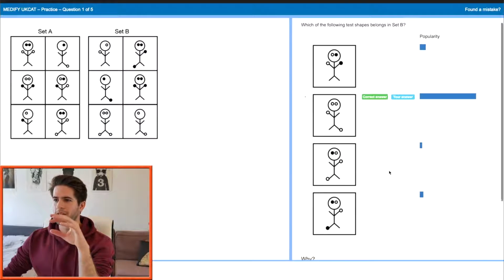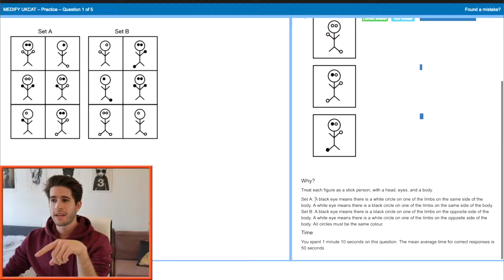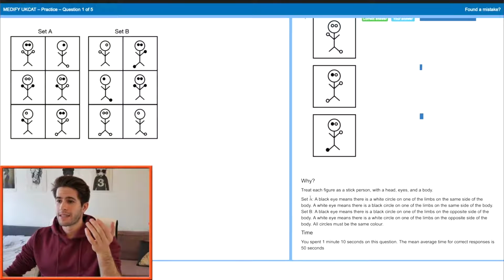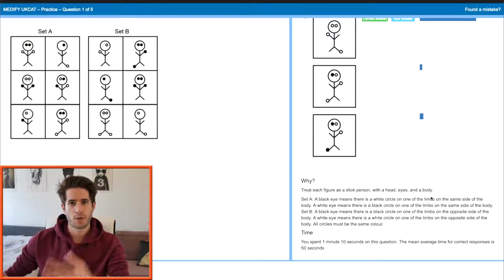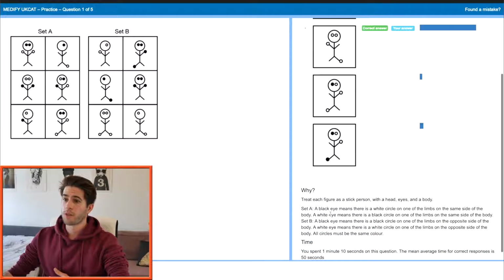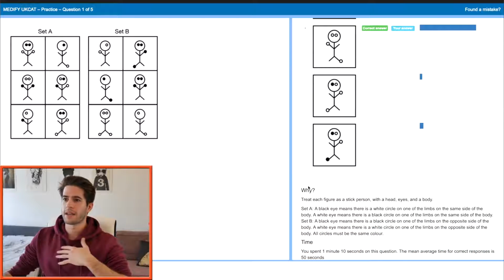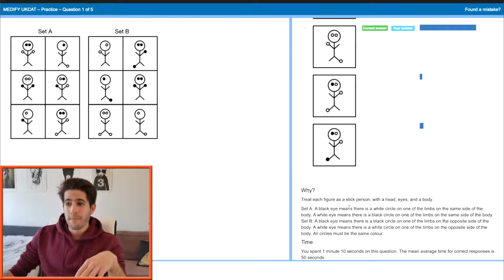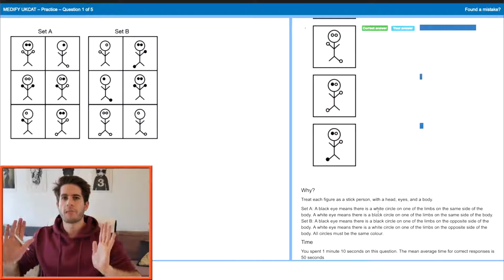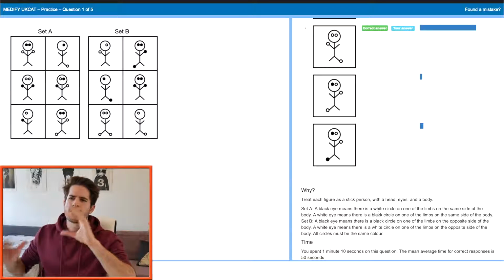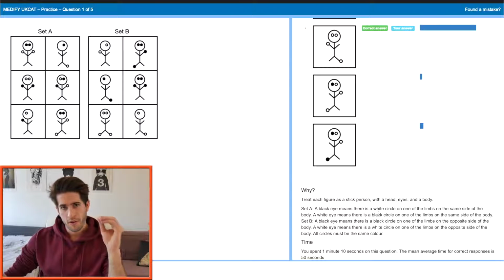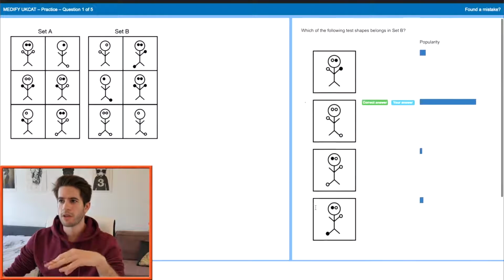Let me click on them just so we can see what exactly the thing was. So in set A, black eye means there is a white circle on one of the limbs on the same side of the body. What I figured out is the exact same thing as this, except I had it in a much more simple layman's terms way that allowed me to identify the shapes quickly. So you don't have to come up with this perfect wording over here, like a black eye means there's a white circle on the limbs on the same side of the body. However you can think about it, like for example for me, I just split the shape into left and right vertically, and I said opposite colors, I said top-down colors. However it works for you. If you find a pattern and if you find a way to distinguish what's going on, stick with it.